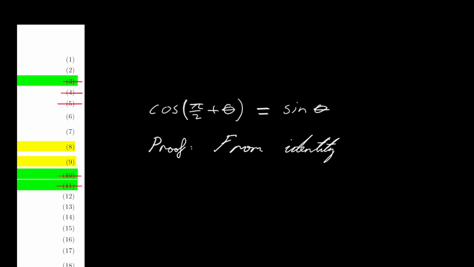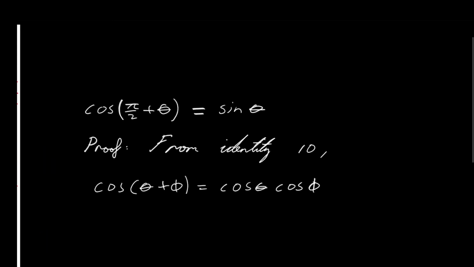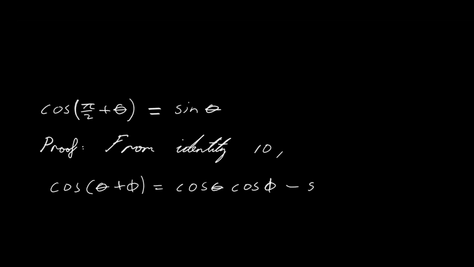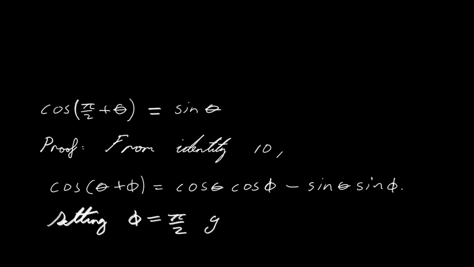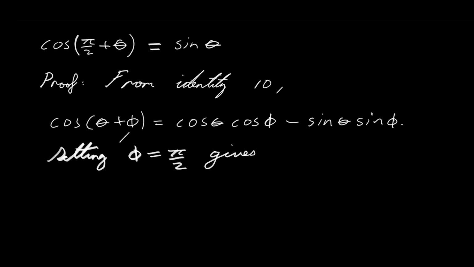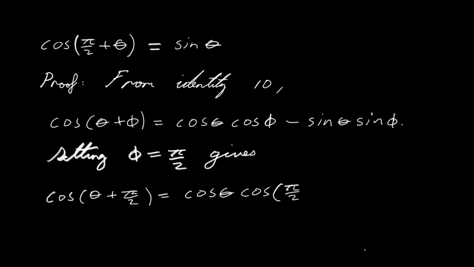So from identity 10, okay, we have that the cosine of the sum of any two angles, let's say theta and phi, okay, is equal to the cosine of theta times the cosine of phi minus the sine of theta times the sine of phi. Now setting phi equal to pi over 2 gives the following. So now we're just going to set phi equal to pi over 2. Okay, the cosine of theta plus pi over 2 equals the cosine of theta times the cosine of phi, but we have set phi equal to pi over 2, minus the sine of theta times the sine of phi, where phi is pi over 2.